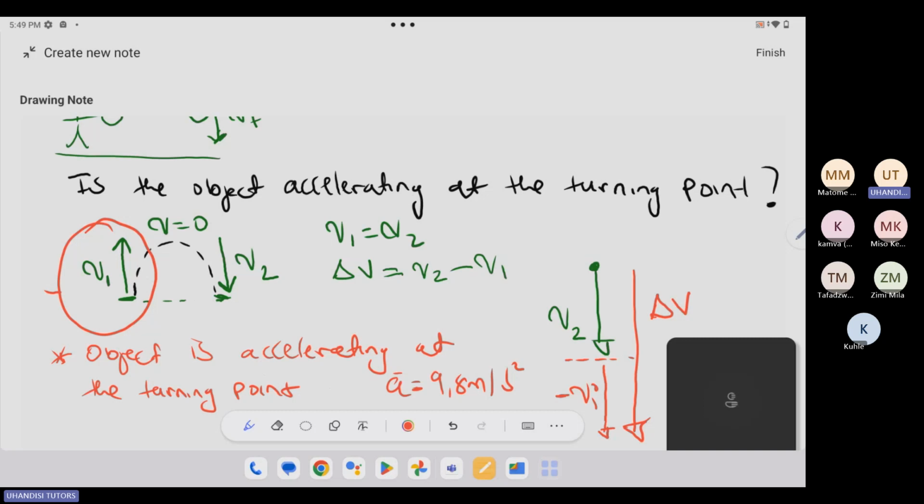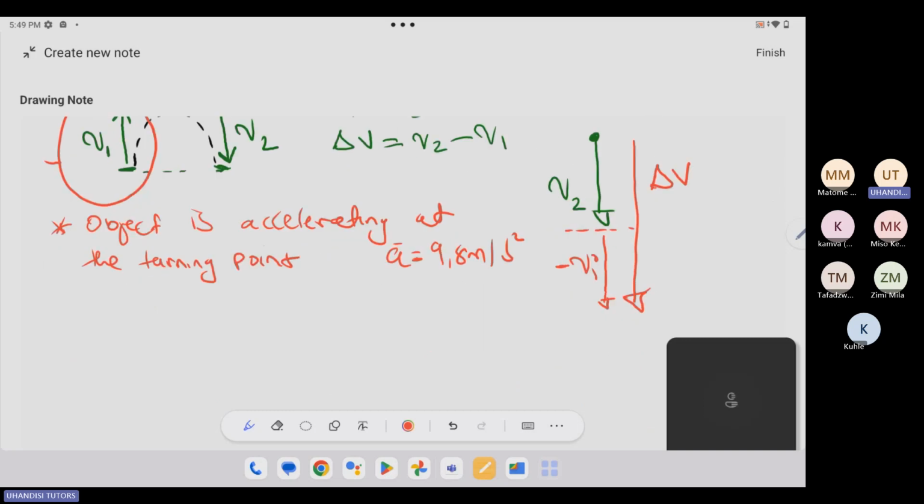The 9.8 meters per second squared simply means that the object is gaining momentum at what rate? The velocity of an object is increasing by 9.8 meters per second every second. That's what it simply means, that your velocity is increasing by 9.8 meters per second every second for as long as it is in motion. All right, so let's move on.